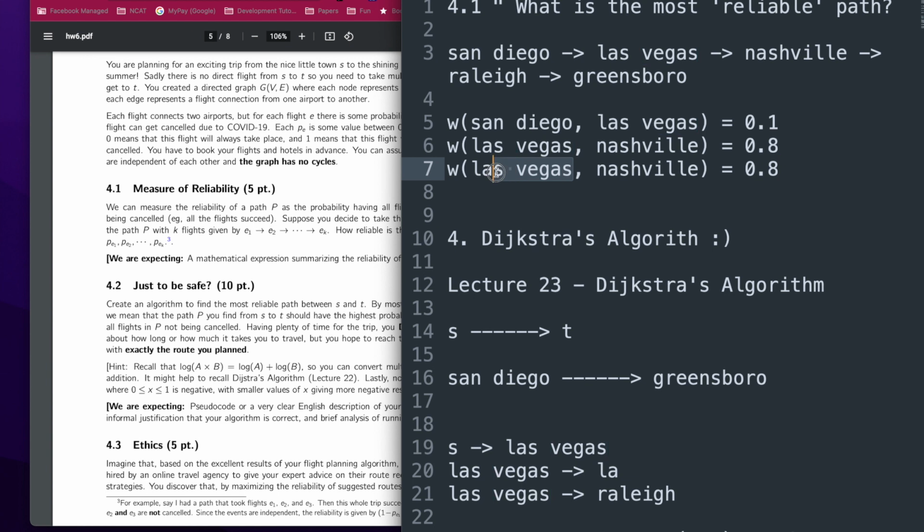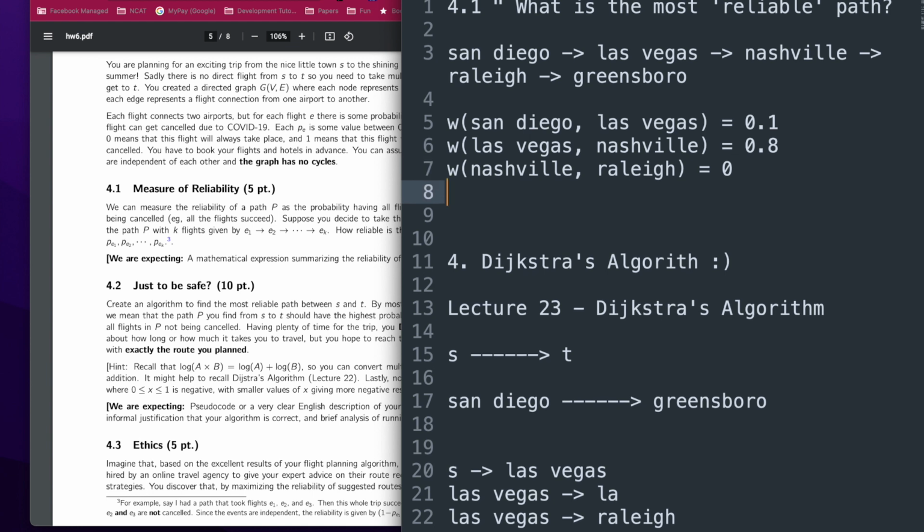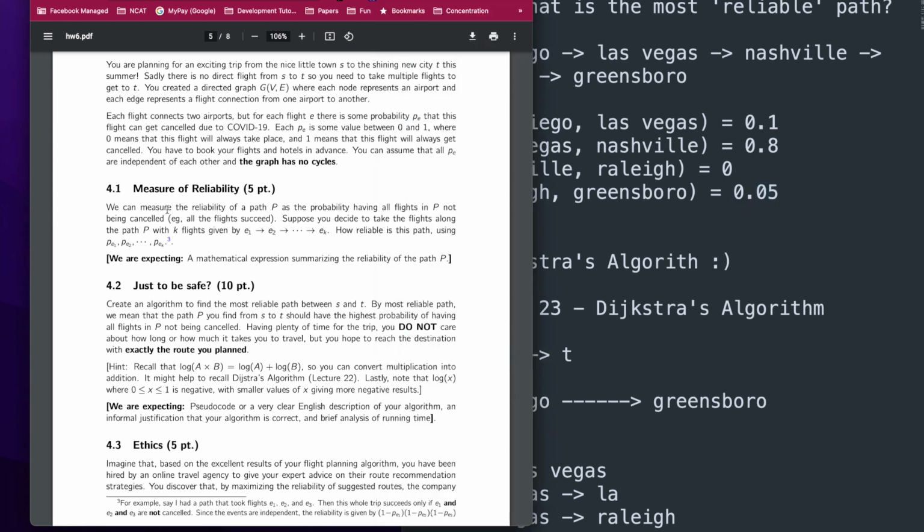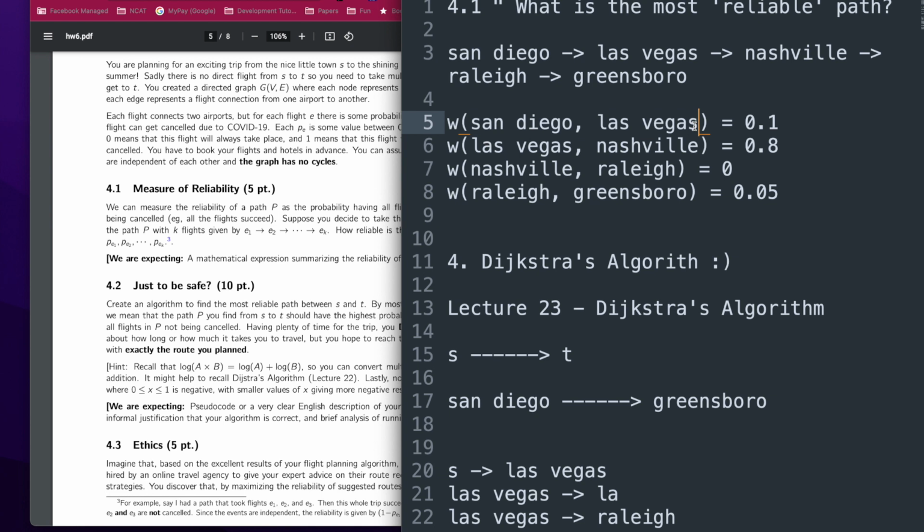And then you're going to have the flight from, let's say, Nashville to Raleigh, and this flight basically never gets canceled, so the probability of canceling is 0. And then you're going to have a flight from Raleigh to Greensboro. And again here, let's say this flight gets canceled every now and again, so let's say the probability is 5%. So its weight is 0.05, right? What we want to do is say, suppose we decide to take the flights along the path P with K flights given by E1, E2, all the way to EK. So these are each of these flights: San Diego to Las Vegas to Nashville, Nashville to Raleigh, Raleigh to Greensboro.